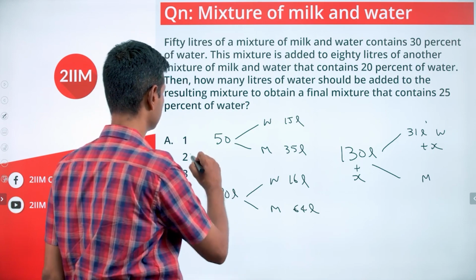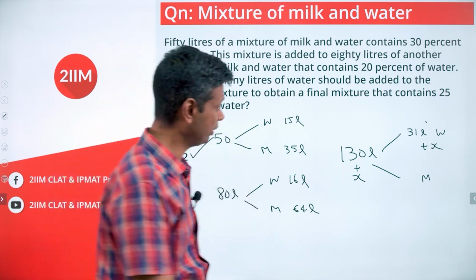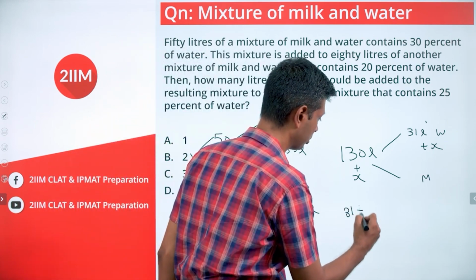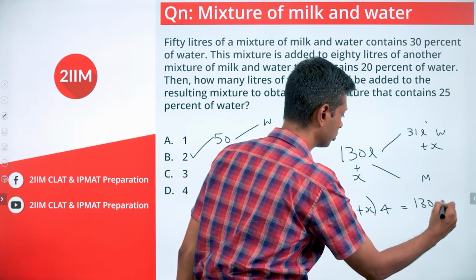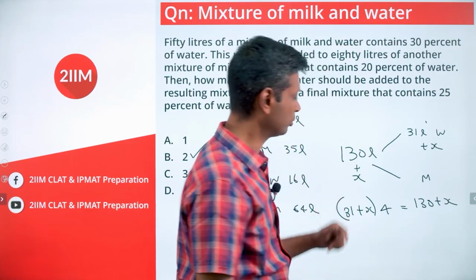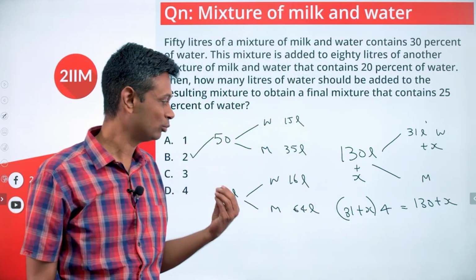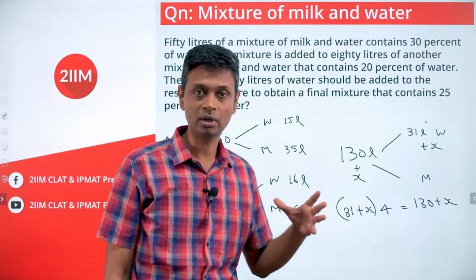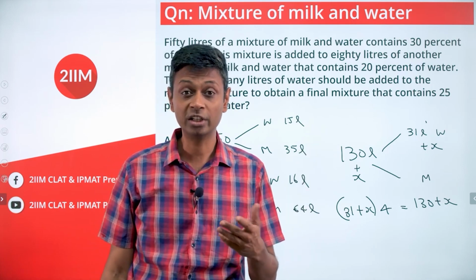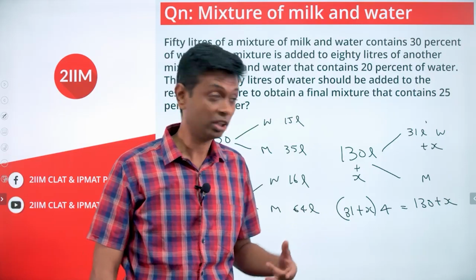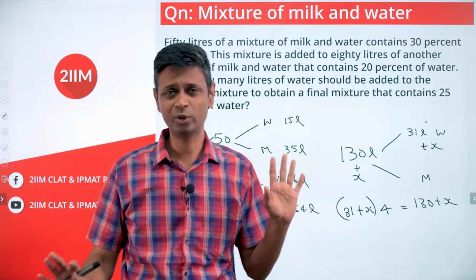Yeah, that works. The algebraic way of solving this, we're going to say 31 plus x into 4 is 130 plus x. Solve this, we'll get x equal to 2. That's a more methodical, simpler algebraic way of doing it. But you can just scan the numbers. To 31 you add 2, you get 33. 33 into 4 is 132, which is nothing but 130 plus 2. A very routine question.